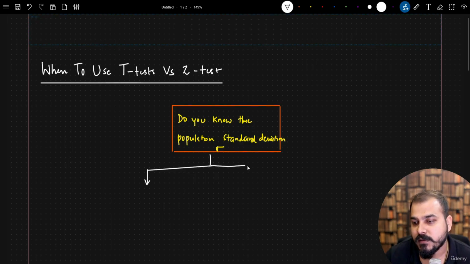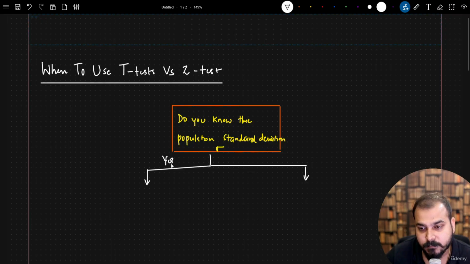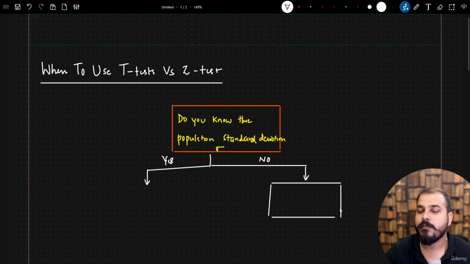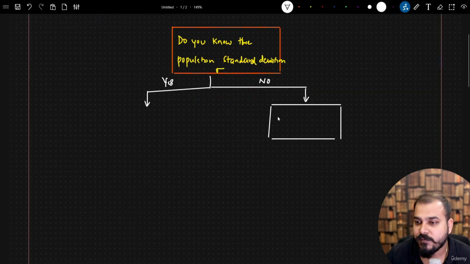One is yes and one is no. Right? If it is yes and if it is no. If it is no, definitely go ahead and use the t-test, right? This is very simple. So here I'm just going to specify: use the t-test.